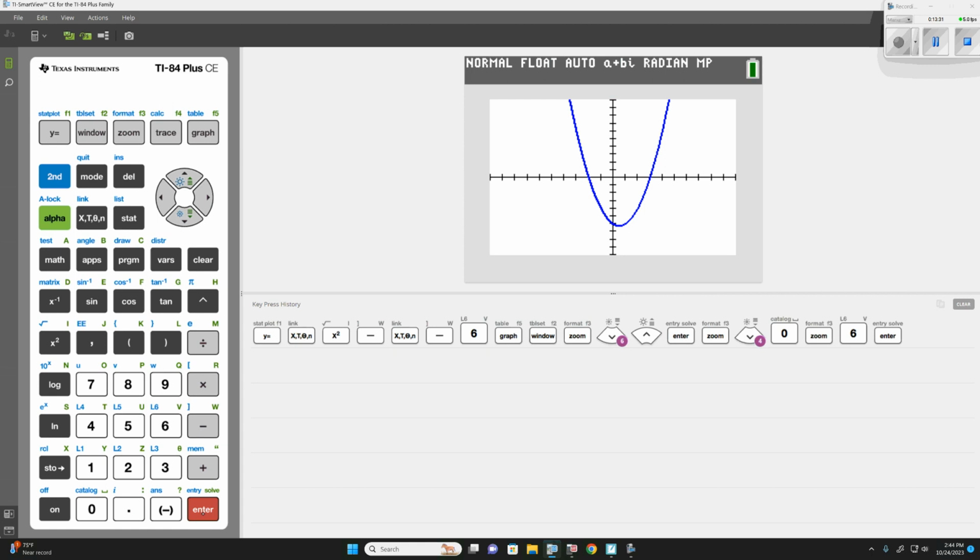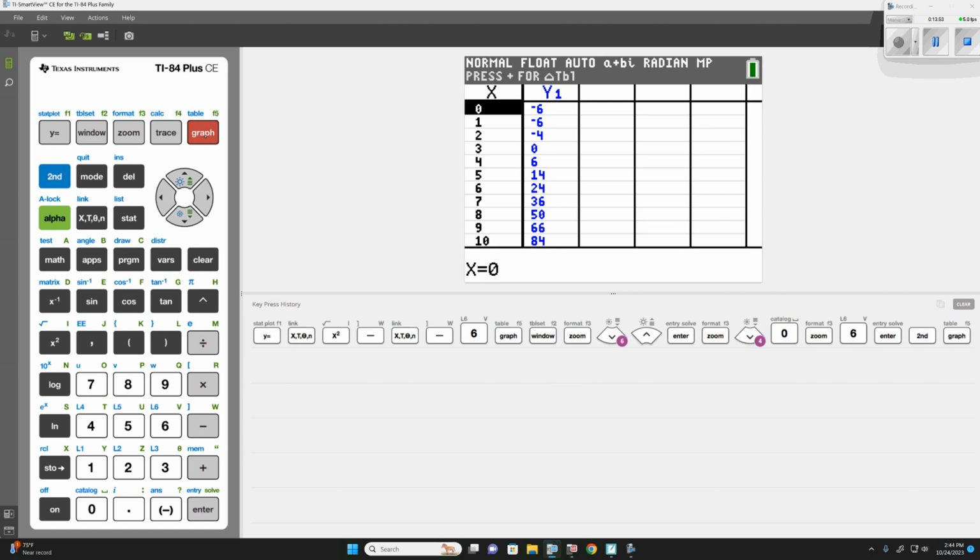Now looking at this, we're trying to see where it crosses the x-axis. What values of x will make the function equal 0? And we do see that it crosses the x-axis in 2 locations. Now to get a better view of this, we can look at a table. To get that, we're going to go second graph.